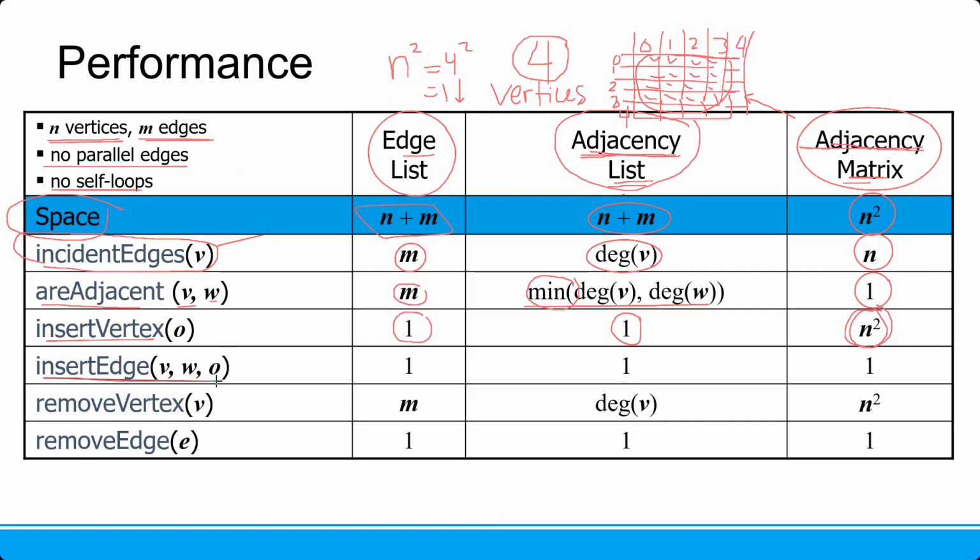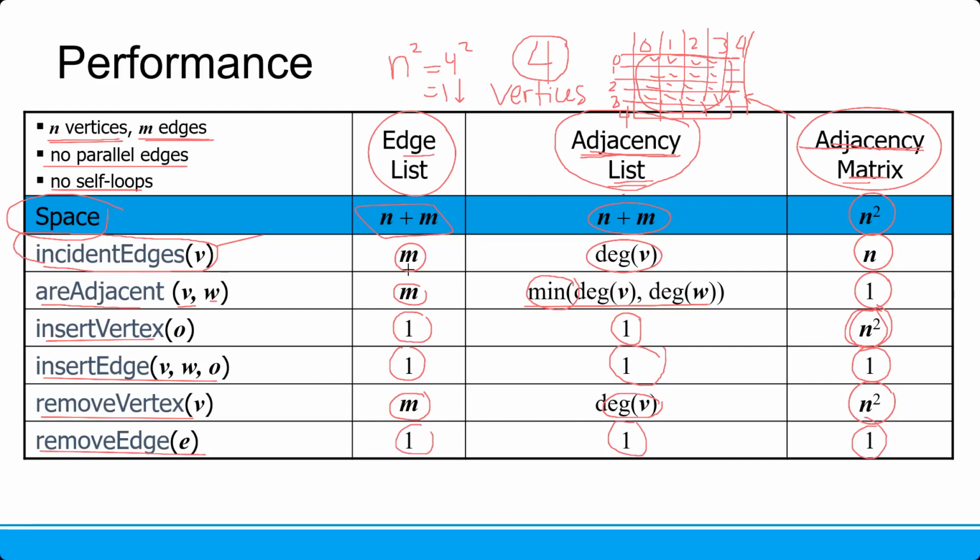Insert x. When you want to insert an edge x, it will take 1 time, this also 1 time, and this also 1 time. When you remove the vertex, you need m times. In this case, you need the degree of v, and this will need n out of 2. If you remove the edge x, it will be only 1, 1, and 1.